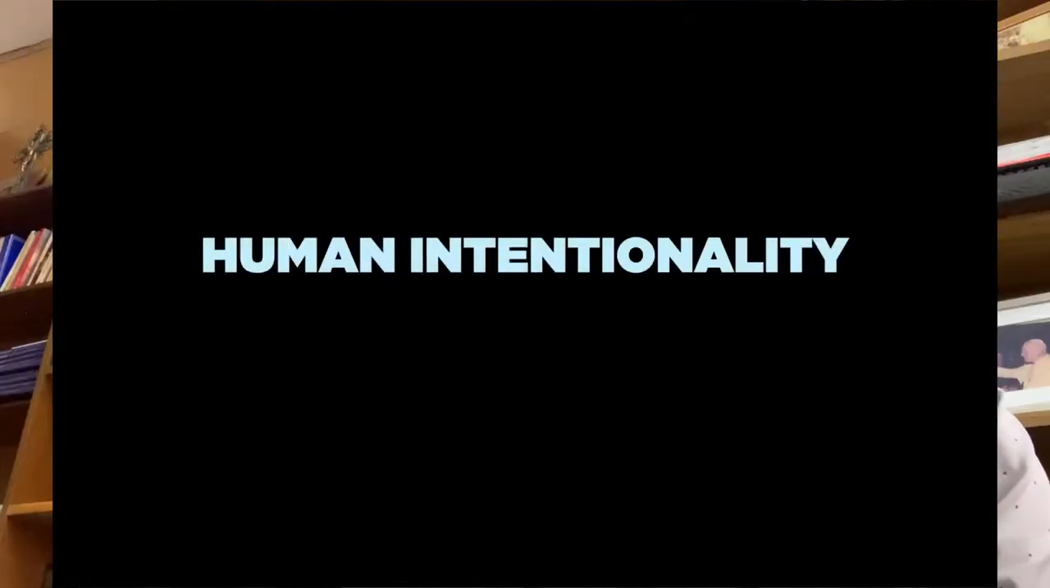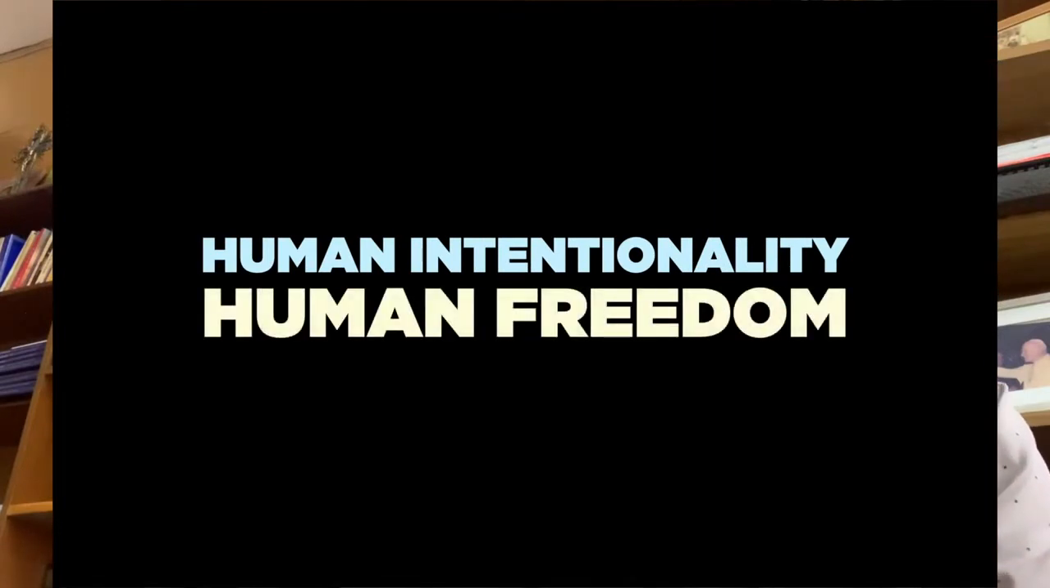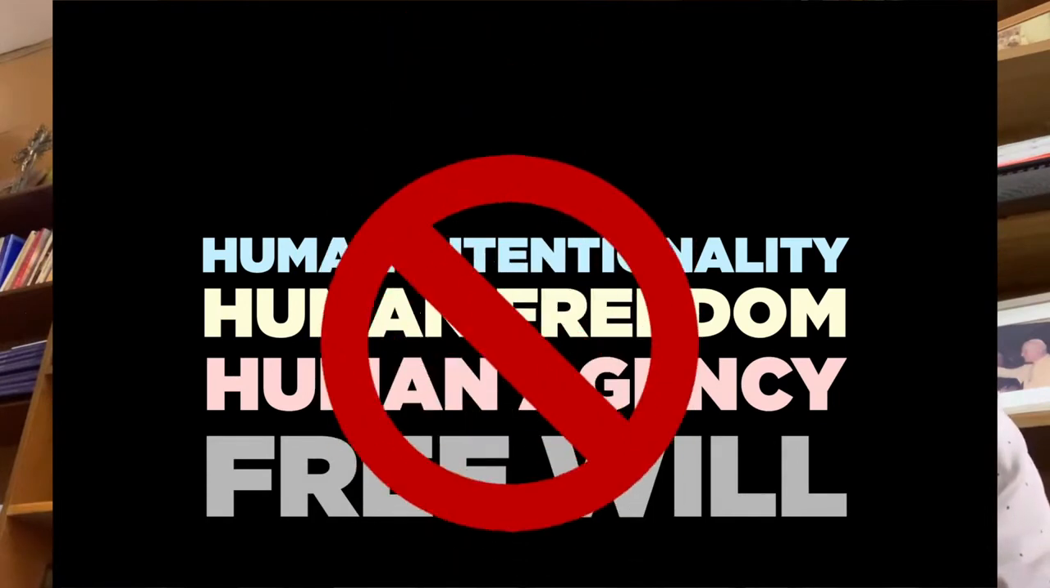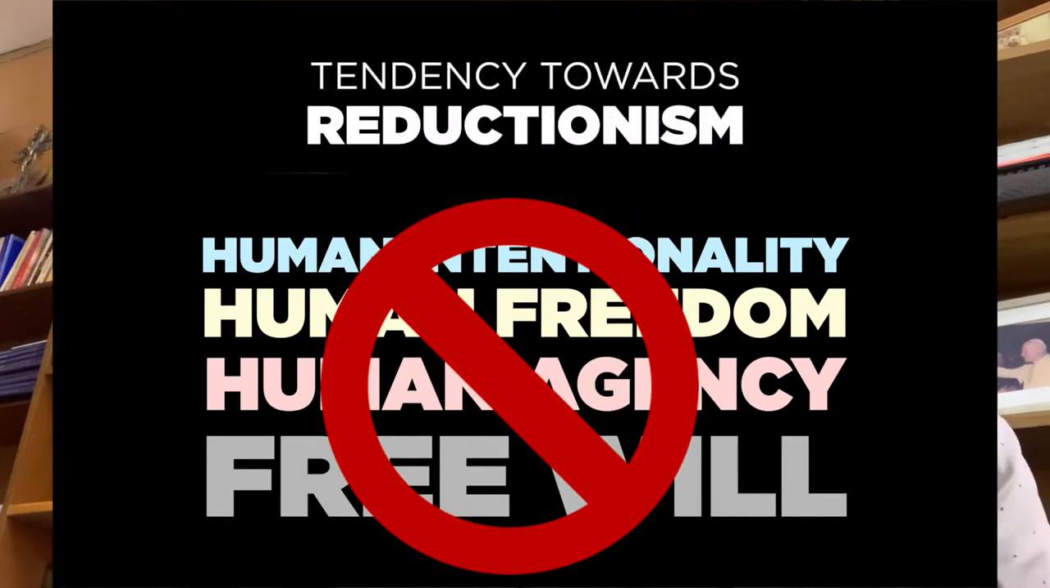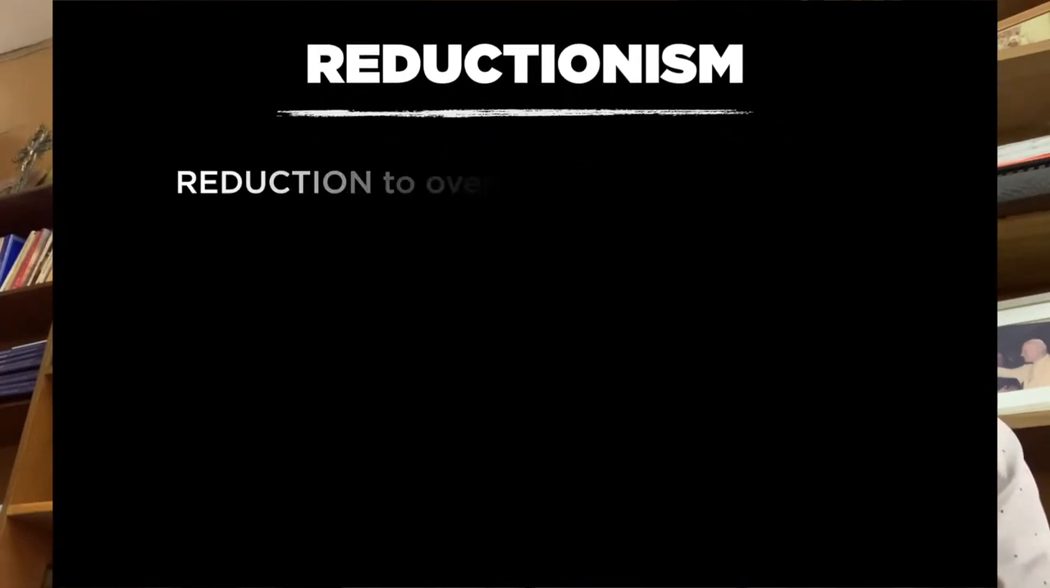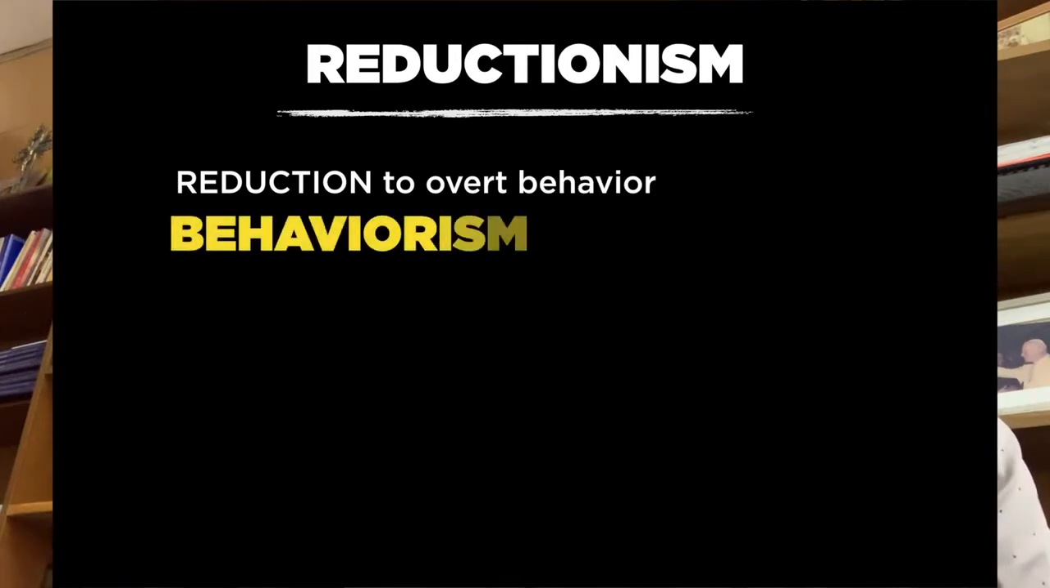There's no such thing as human intentionality. There's no such thing as human freedom or human agency or free will. This is really a tendency towards reductionism. One example of such a reductionism is this tendency to reduce the mind to overt behavior. This is of course called behaviorism.